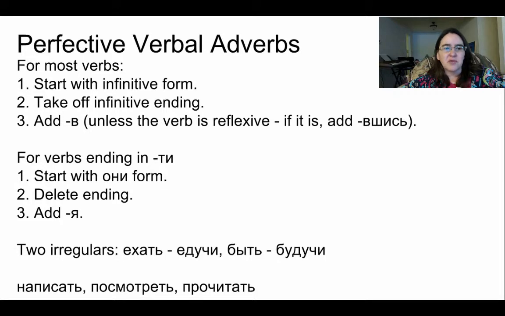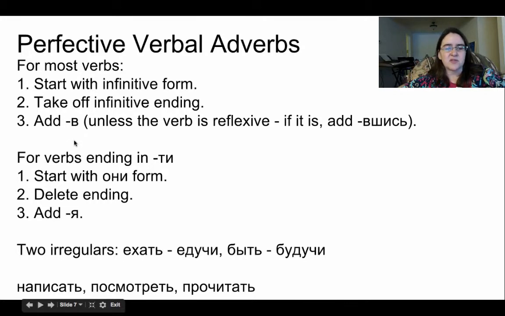Now we're going to look at perfective verbal adverbs. As we said, these mean actions that happen consecutively. First one thing, then another. Again, I'm not going to focus much on the formation. I'm not going to ask you to form these. I just want you to be able to recognize them. Almost all of them end in v.